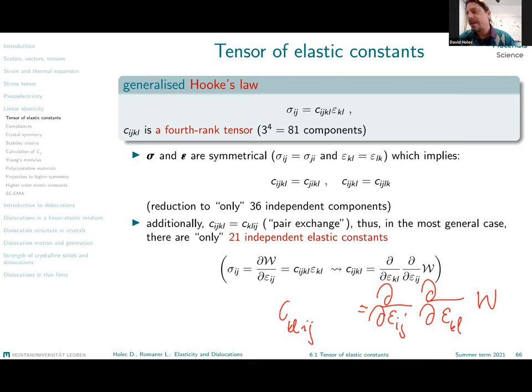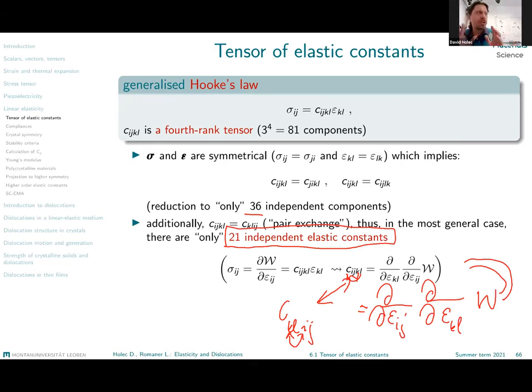From this fact that these two parts are identical, that the partial derivative is a commutative operation, we obtain the relationship that the fourth rank tensor that appears in Hooke's law, in the linear relationship between stress and strain, is symmetrical also with respect to the exchange of the pair of indices. This leads to the further reduction of the independent components from 36 to the final number of 21 independent elastic constants, or independent components of the fourth rank tensor of elastic constants CIJKL, right?